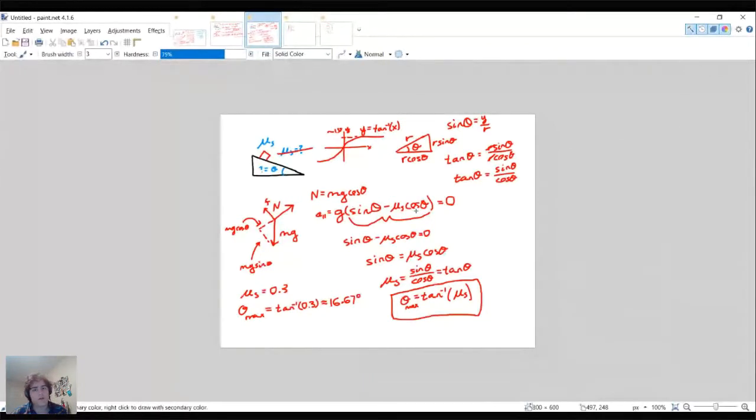Now, there are other ways you can do it. You can set up a pulley system to find it, but that's kind of too much work in my opinion. I think it's unnecessary.